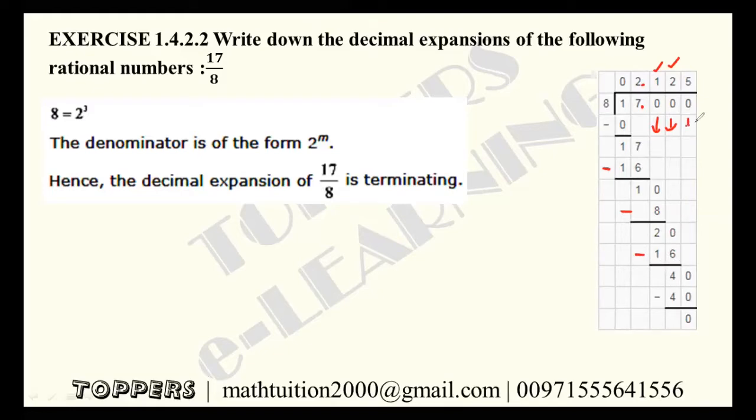Bring the next 0 down. We got 40. How many times does 8 go in 40? 5 times. 5 into 8 is 40. 40 minus 40, so it is finished. It is terminating. So we got the answer 17 by 8 equal to 2.125. So it is a terminating decimal expansion. Fine. Okay, let us go for the next one.